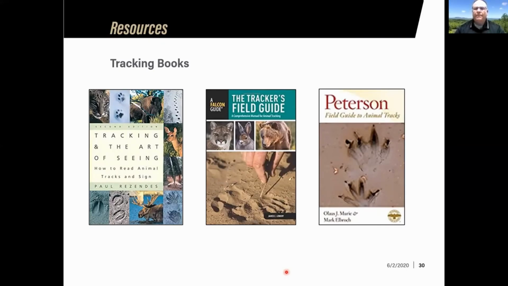And note that there's the Stokes guide and the Peterson guide, and there are several others out there that are available. These are some of the ones that I have and use, and they're very good guides. And there are plenty more resources out there.